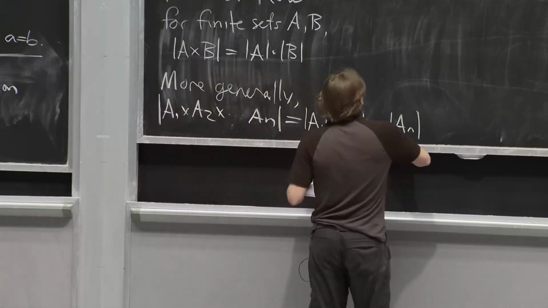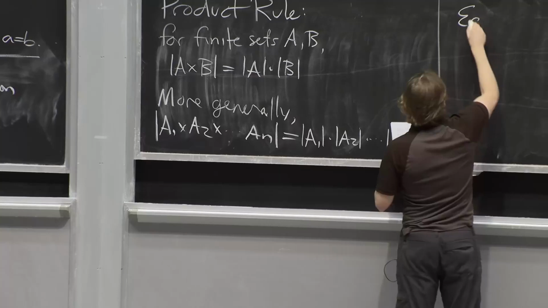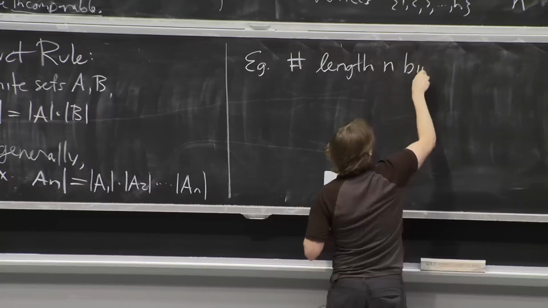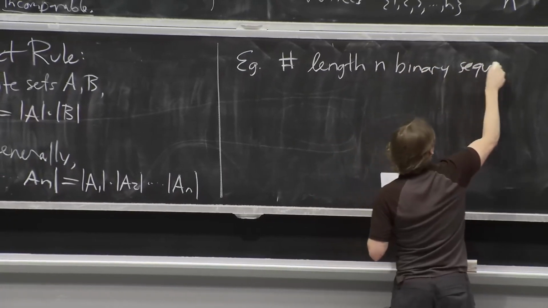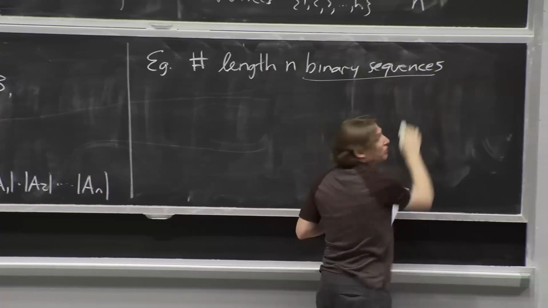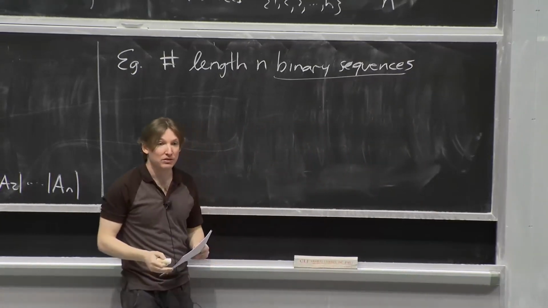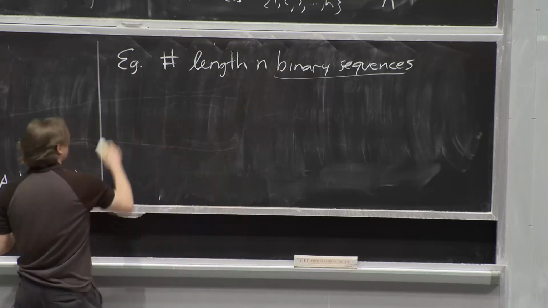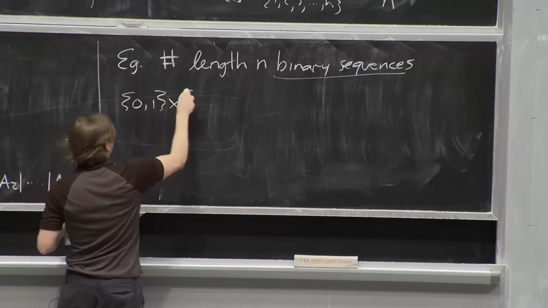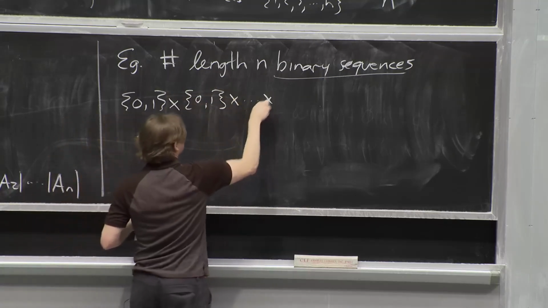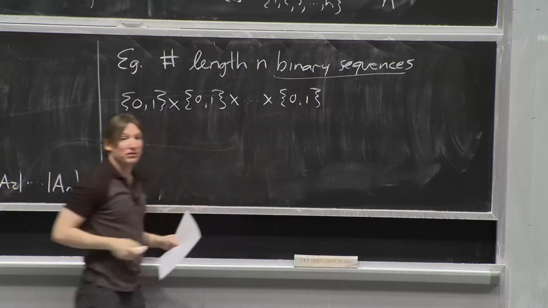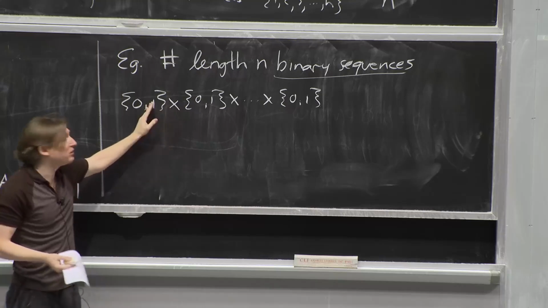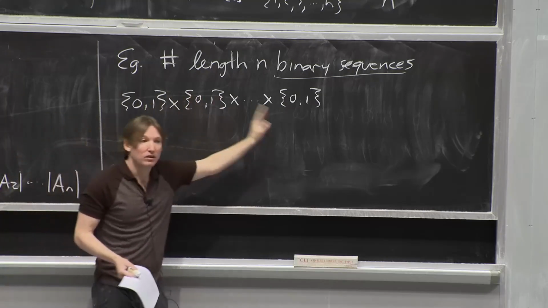For example, the number of length n binary sequences. So a binary sequence is a sequence of zeros and ones, just zeros and ones. And we're asking how many length n binary sequences are there? Well, the set of length n binary sequences is {0, 1} times {0, 1} times {0, 1}, n times. This is precisely the set of binary sequences. This is what we mean by binary sequence. First element is a 0 or a 1. Second element is a 0 or a 1, all the way down.